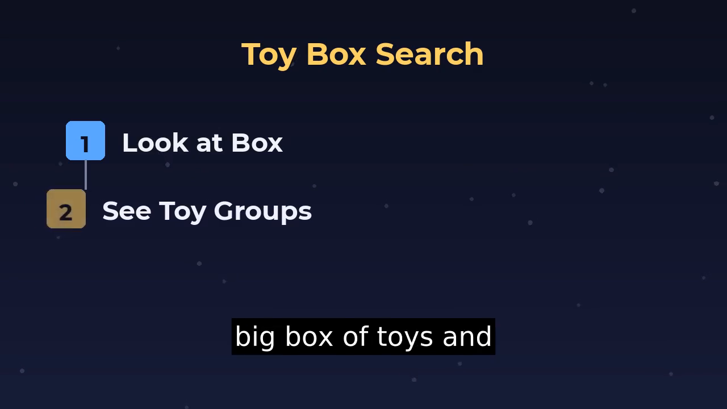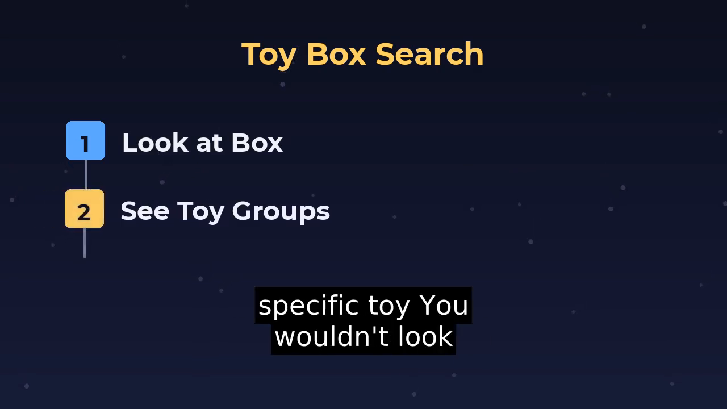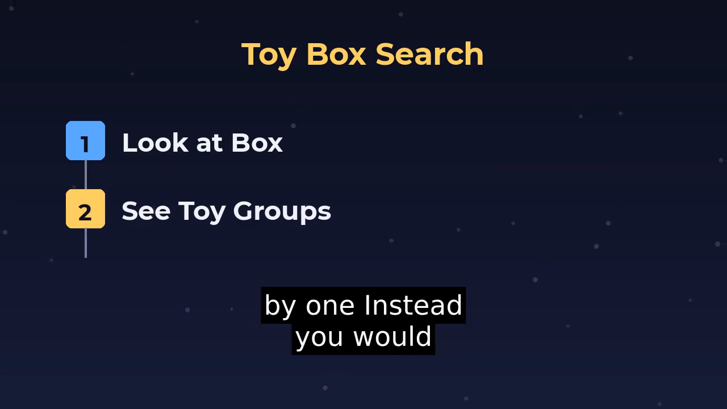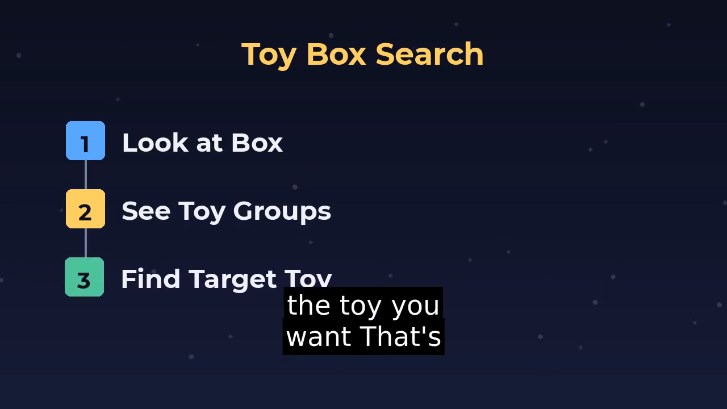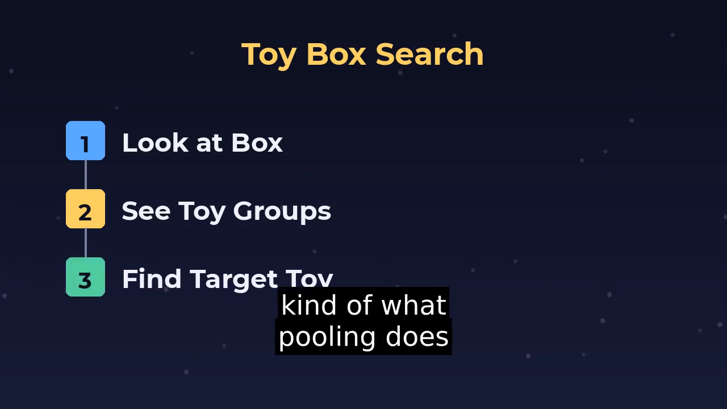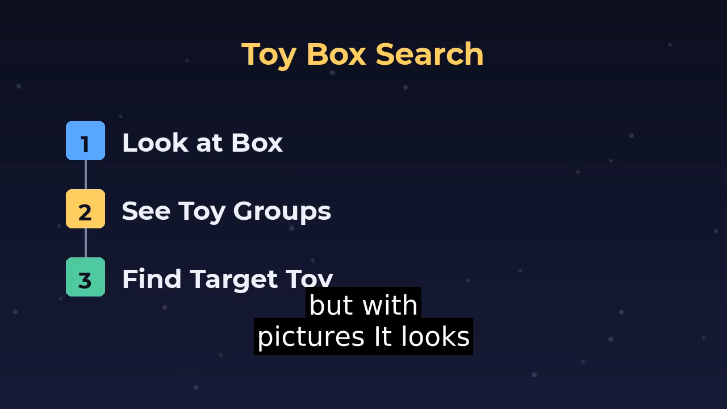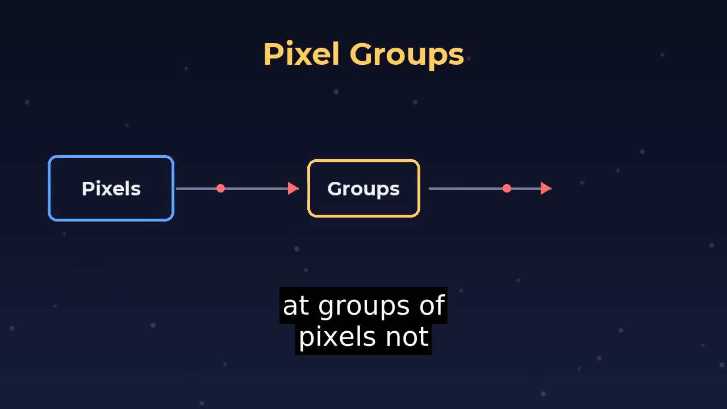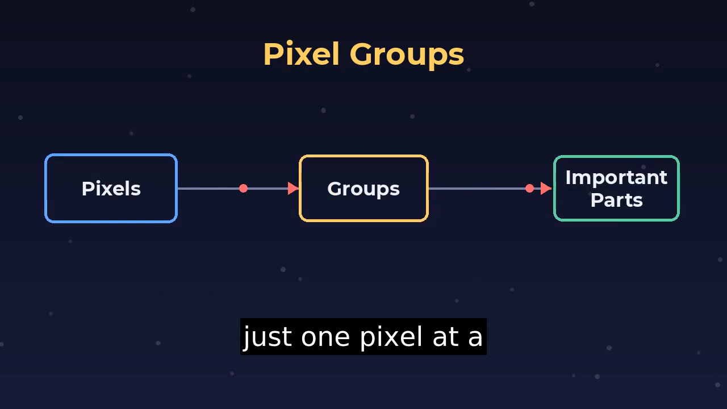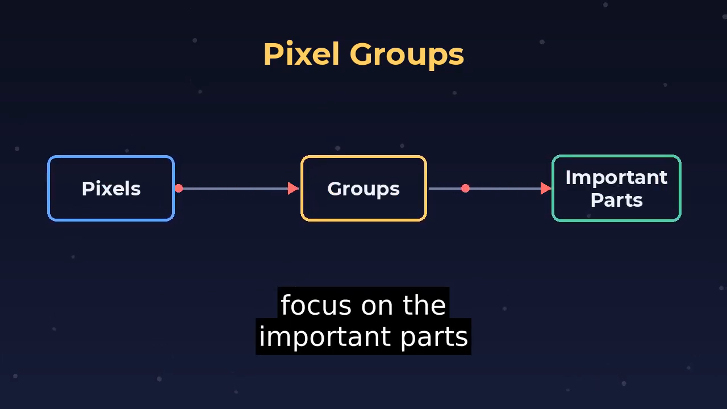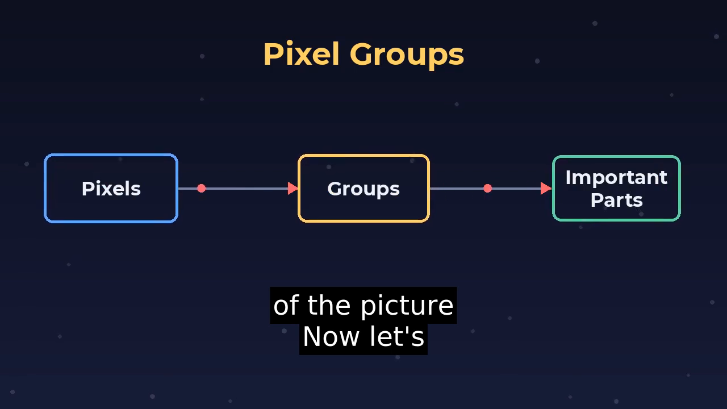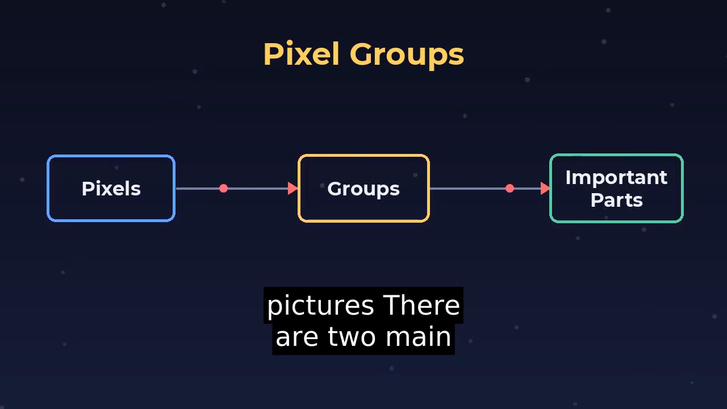Imagine you have a big box of toys, and you want to find a specific toy. You wouldn't look at every single toy one by one. Instead, you would look at the box, see the toys in groups, and then find the group with the toy you want. That's kind of what pooling does, but with pictures. It looks at groups of pixels, not just one pixel at a time. This helps the computer focus on the important parts of the picture. Now, let's see how this works with pictures.